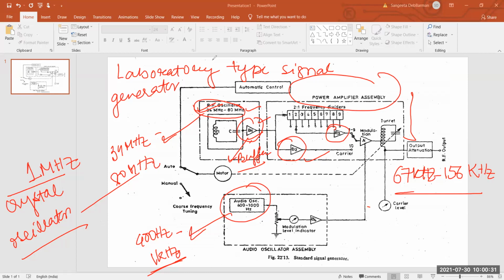Next we will move on to the square wave generator, which is in your syllabus. I'm sharing my whiteboard and here I'm writing.